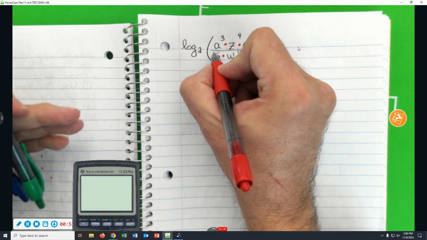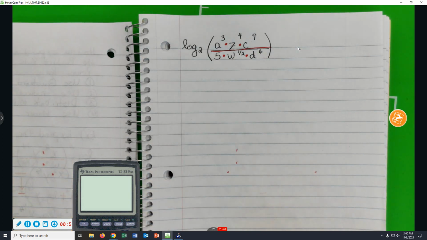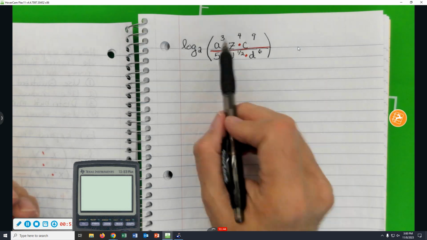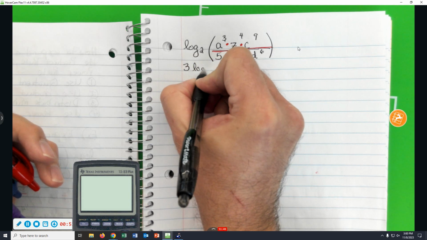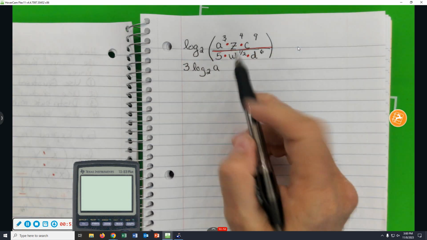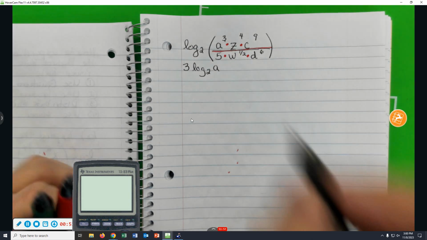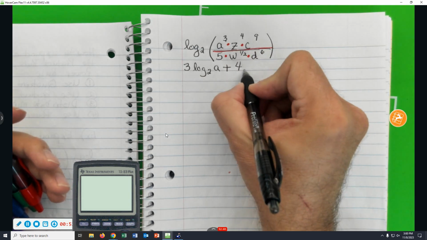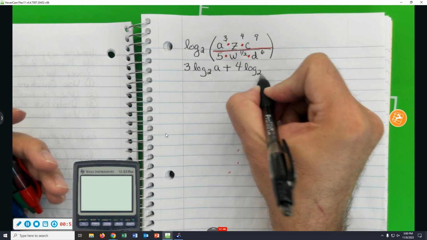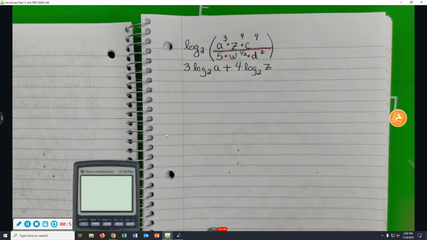I'll write out the log base 2. I like to write it all out. We're now going to write out the answer. The exponent goes in front of the letter L. Log base 2 of a. So plus or minus? What's the next? Plus. The z is on top, so it's a plus. The exponent goes in front of the letter L. So plus 4 log base 2 of z. Plus or minus? Plus.